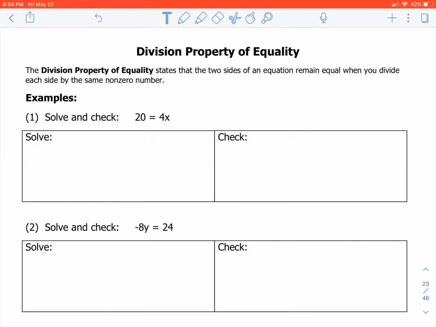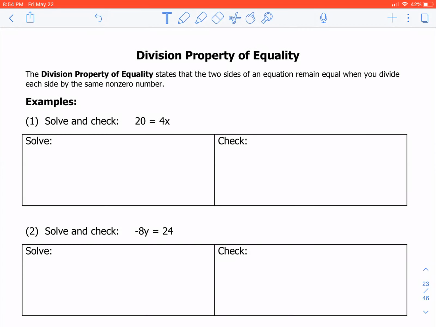All right, now we're going to focus on multiplication and division equations. So let's take a look at the first example here. We have 20 equals 4x. Now, whenever you have a number next to a letter like that, that means multiplication. So the opposite of multiplication is going to be division.